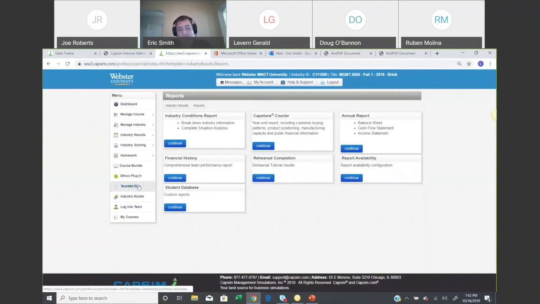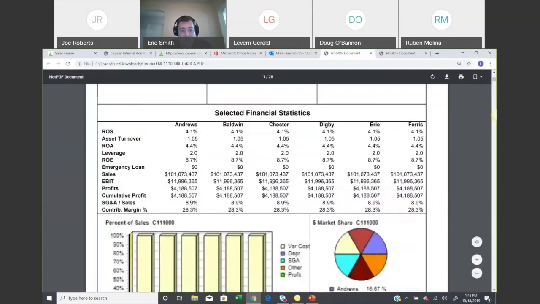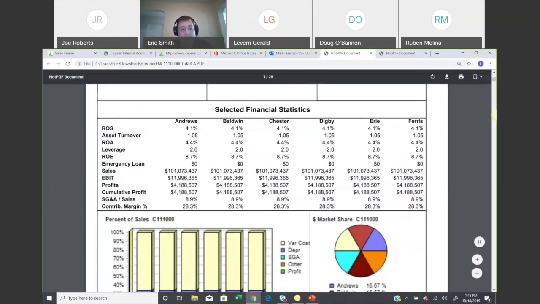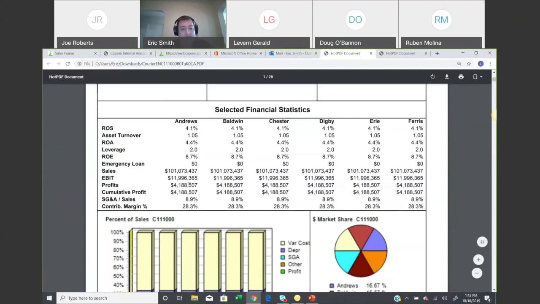They have one that says reports, and then they would go to the Capstone Courier from there. So we want them to look at this Capstone Courier, downloaded round 0 and round 1 from a randomly selected course that just finished. But within this report, it's good to give students a little bit of an idea of what is contained in the report and why it's important to look at this. Why you really have to look at this if you're going to make well-informed decisions.